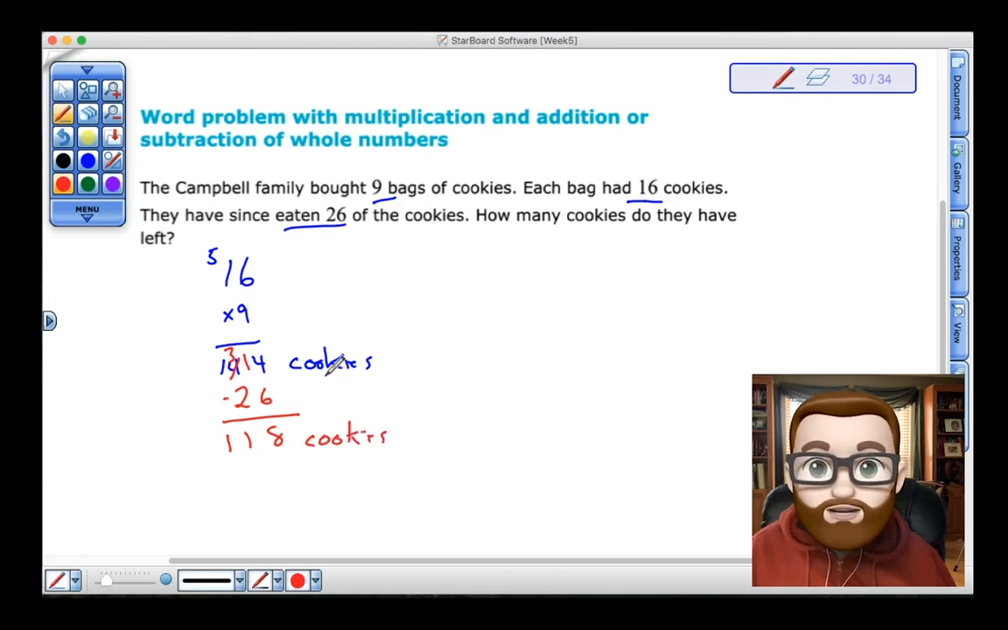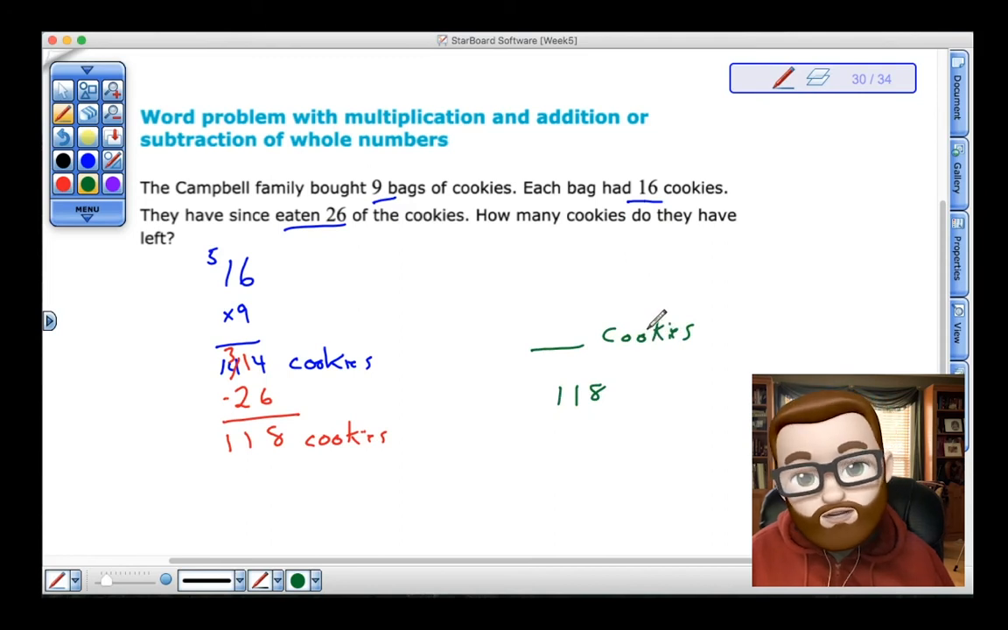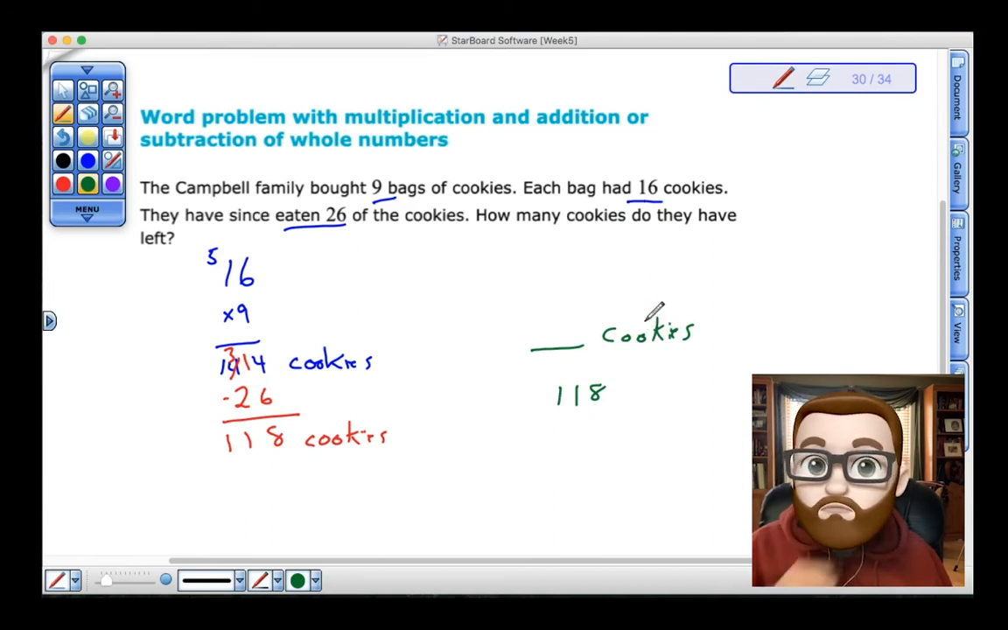So when you guys are putting these answers into Schoology, again, it's going to say blank cookies. And you're just going to type in the number 118. You're not going to type in cookies again, because then it'd be 118 cookies. Nothing more that I like than cookies, but we're just going to leave it the way it is.